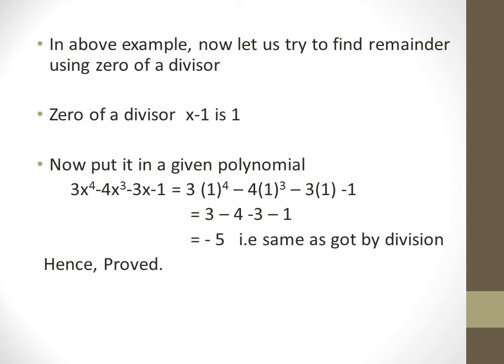So put x equal to 1 in place of x. Wherever there is an x in the p of x, replace it by 1. What are you going to get? Try to solve it: 3 into 1 raised to 4 minus 4 minus 3 minus 1. When you solve it, the answer is minus 5. Minus 5 is the remainder you got by this method, and by long division also you got the same remainder. If you go through the previous slide, you will see that you got the same remainder.